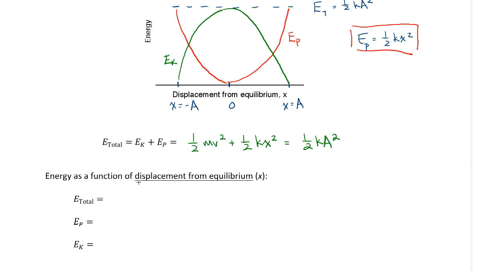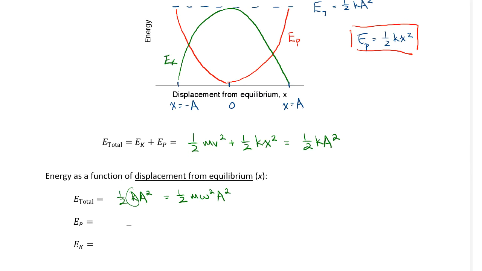Energy as a function of displacement from equilibrium: we've seen that the total energy is a half kA squared. Now that's not really a function of displacement, but we're going to use that momentarily. Also, we have seen above that you can replace k by m times omega squared. So this could equally well be written as a half times m times omega squared A squared. That's another expression for our total energy.